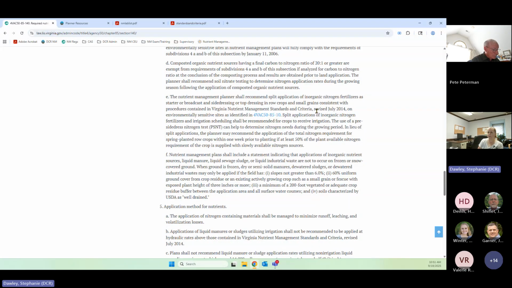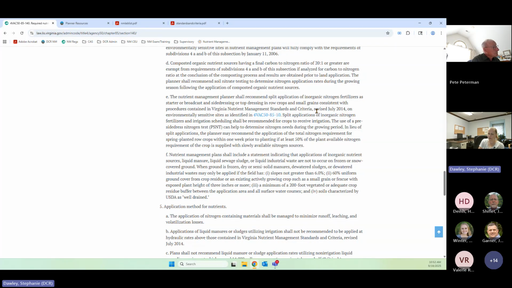So if you're doing commercial fertilizer on an environmentally sensitive field, you're going to be recommending that split nitrogen, where you put a smaller amount on as a starter or banding, and then you come and side dress the heavier amount of nitrogen during the actual 12 to 24 inch growth period of the corn. This is for environmentally sensitive sites specified. If it's not environmentally sensitive, you don't have to. However, it's still recommended as a good practice.